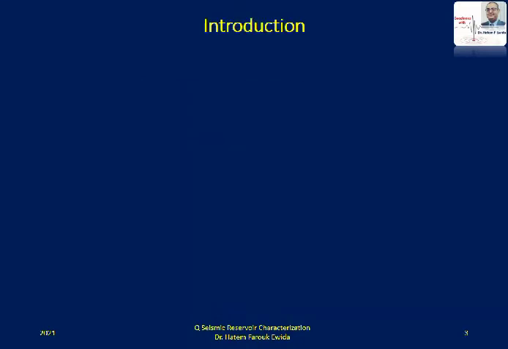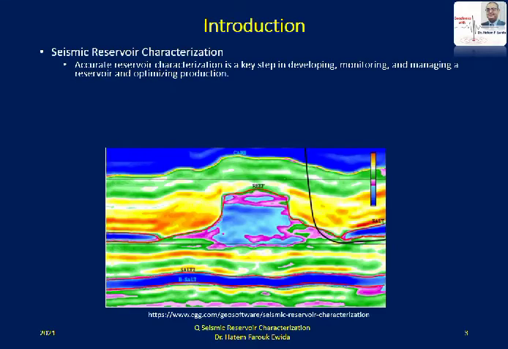So as an introduction, you know that accurate reservoir characterization is a key step in developing, monitoring, and managing the reservoir and optimizing its production. And you know the reservoir is a type of rock. We will talk in more detail about it from other sides, different from what we talked about before. But it's a container, a type of rock rich in porosity and permeability that can store hydrocarbon.